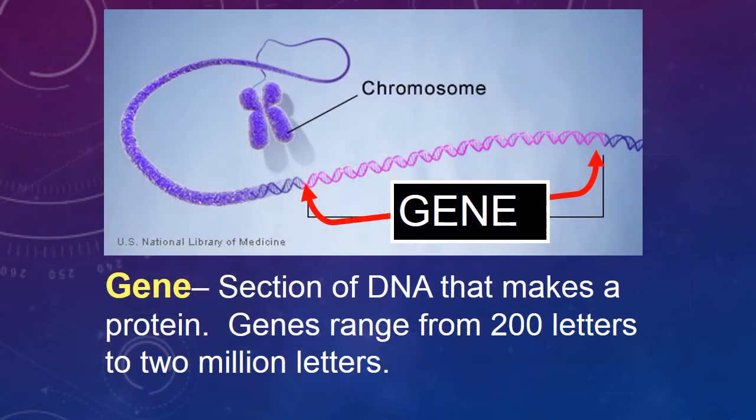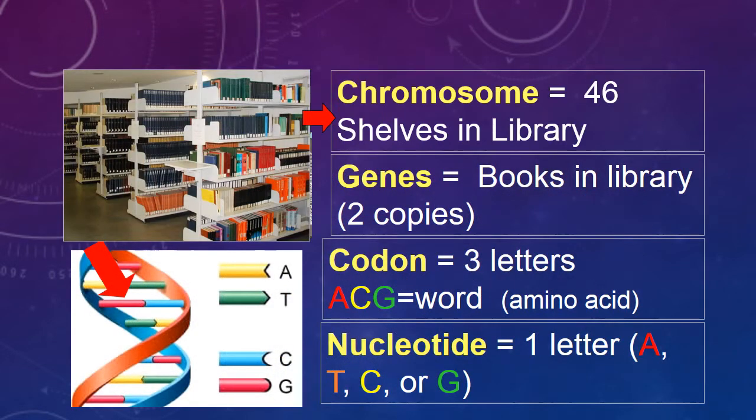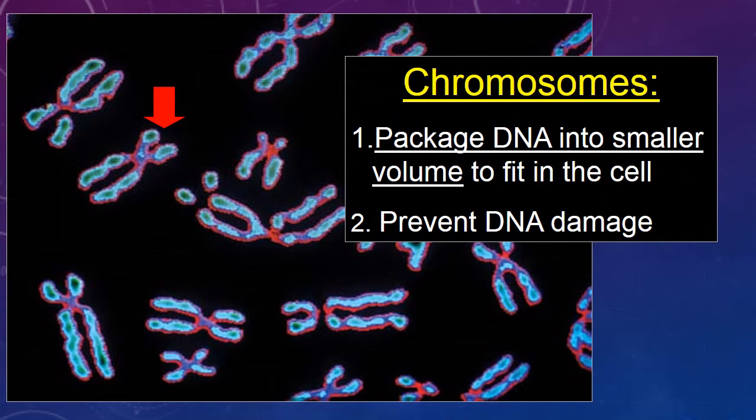Genes are a section of the DNA, and they make a protein, and we'll get into proteins later. And genes range in size from 200 letters of those individuals, ATs, Gs, Cs, or up to 2 million letters in a protein. Next, we have chromosomes, and in a human, we have 46 chromosomes. Think of them as like shelves, 46 shelves in this library. The chromosome helps package the DNA into smaller volumes so it can fit inside the cell, and it also helps prevent DNA damage, which is very important.